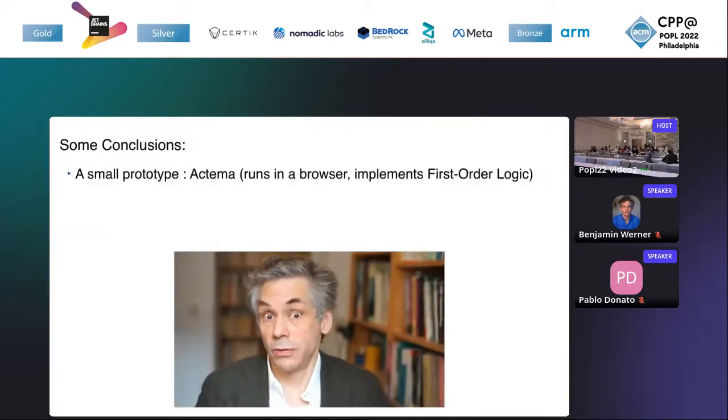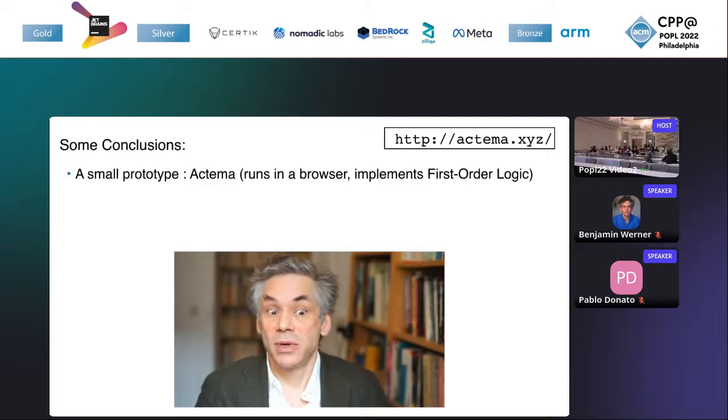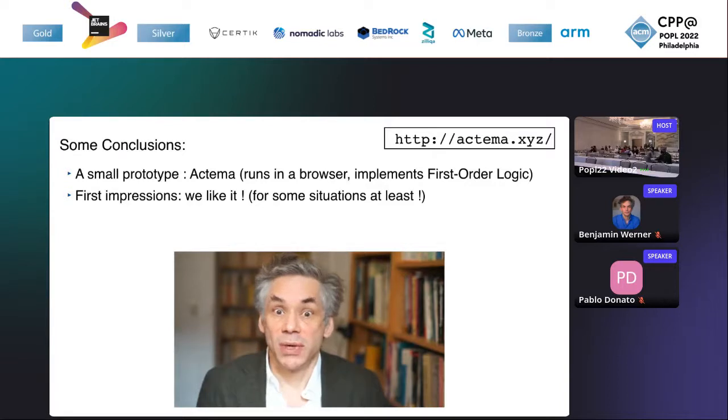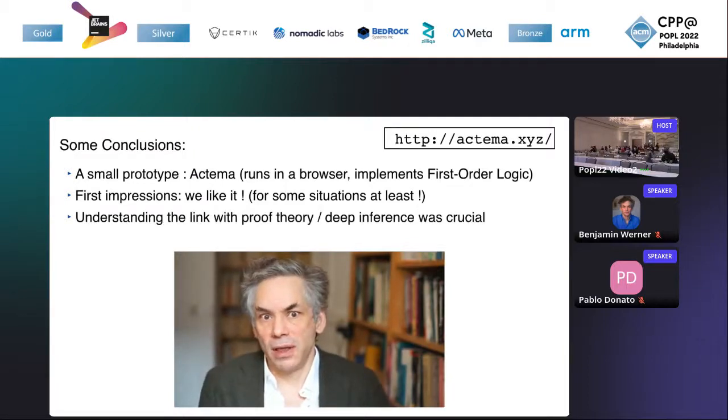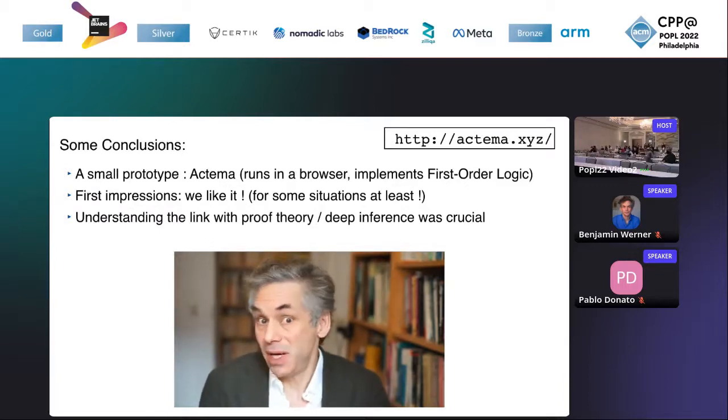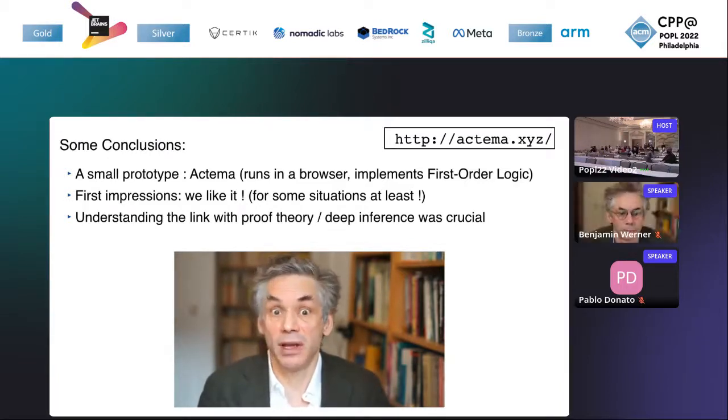Some conclusions to finish. So you saw we have implemented a small prototype called Actema for active mathematics, and you can play with this prototype on the web. This prototype allowed us to get some first impressions, some first feedback, and in general we are quite excited. We think there is a real gain to this technology, at least in some cases. Also, the link with proof theory and especially deep inference was really important, even from a very pragmatic point of view, to help us make the behavior of the system more efficient and more intuitive.